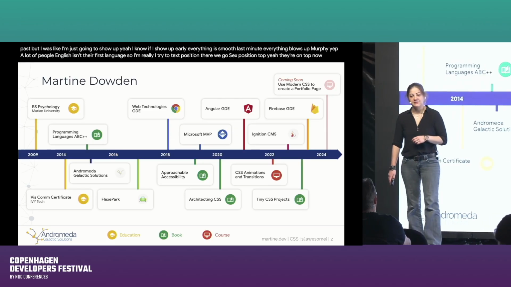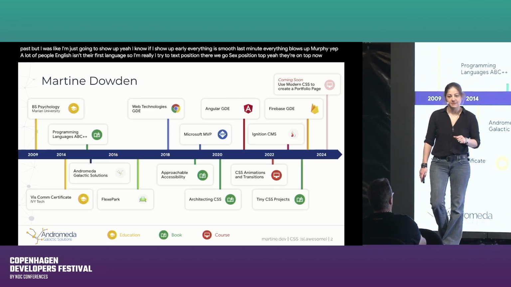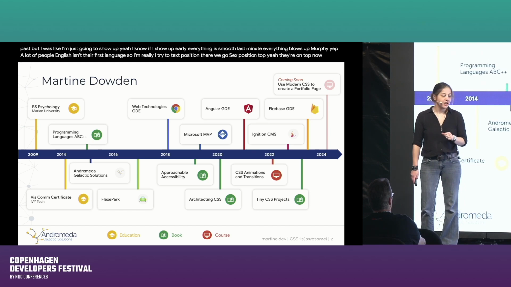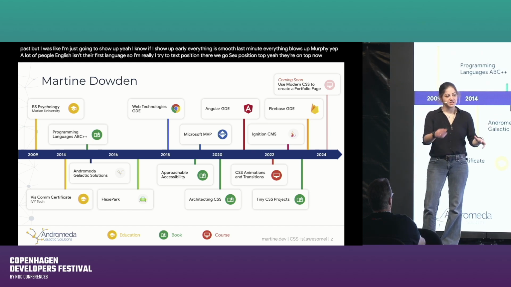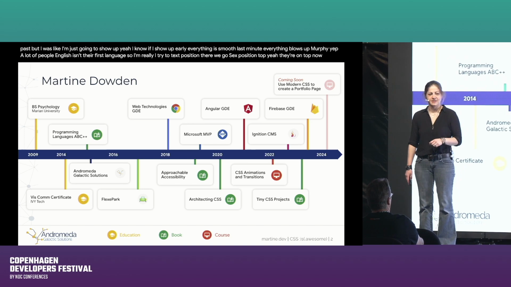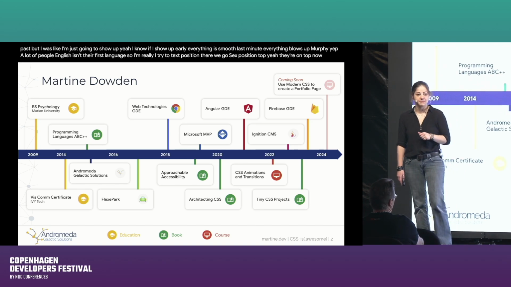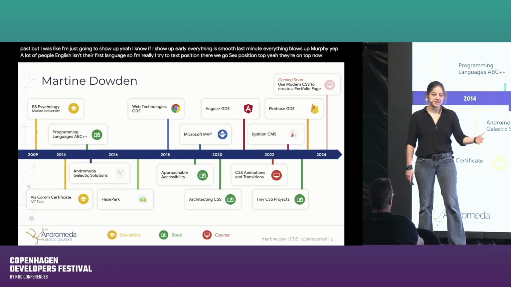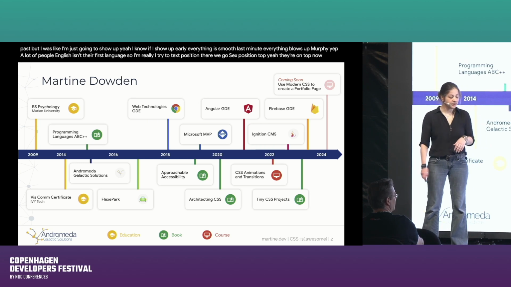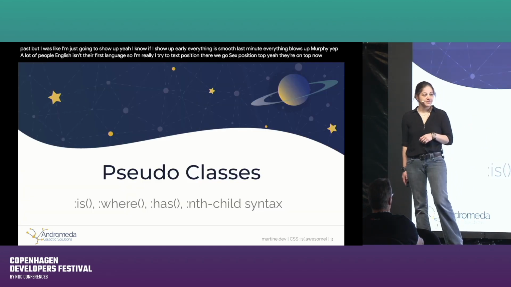I am Martine Dowden. I have been a front-end developer for basically my entire career. I started out in psychology, moved into code, and then ended up as a UX UI designer developer, and mainly focus on CSS and accessibility. So let's get right onto it.